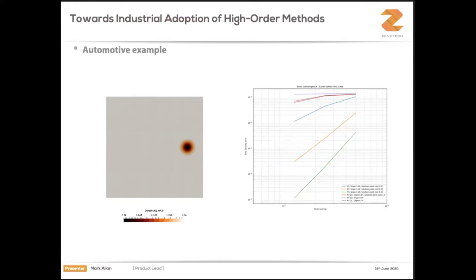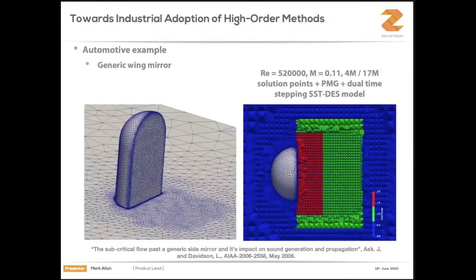So the test case was a fairly standard wing mirror test case. This was primarily aimed at aeroacoustics. Here we have a tetrahedral prism mesh generated with ISOM CFD. And as you can see on the right-hand side, we had variable element orders throughout the mesh. So we had high order where we were interested in the flow details.